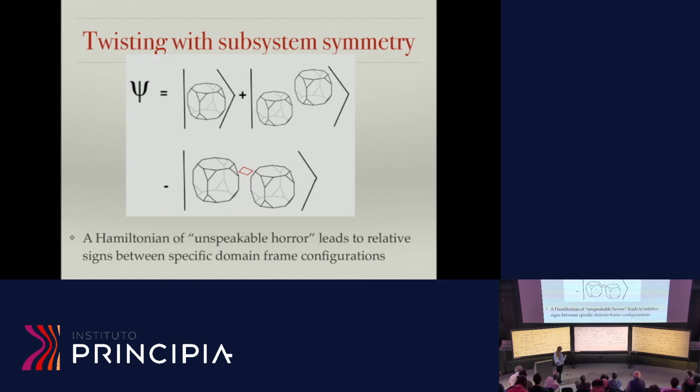My collaborator Yu-Shi Yu, and I think this actually made it into the paper, but at some point in the draft it was called this Hamiltonian of unspeakable horror. So it's very complicated. But it does the job of having the right sign structure, which in this case turns out to be that when you get these little corner domain frames, you get a minus sign.